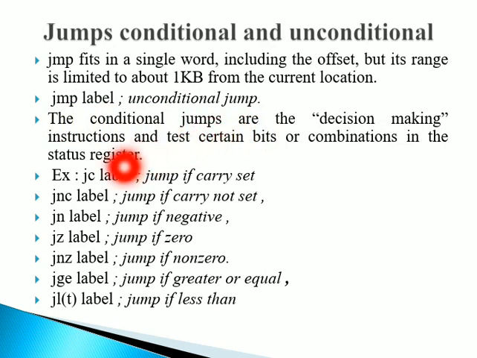Now there are conditional jumps, which are decision making instructions. They test certain bits or combinations in your status register. JC label means it will jump only if the carry is set. JNC label will jump when carry is not set. JN label means jump if negative. JZ label means jump if zero. JNZ label means jump if non-zero. JGE label will jump only if greater or equal. JL label will jump if less than.